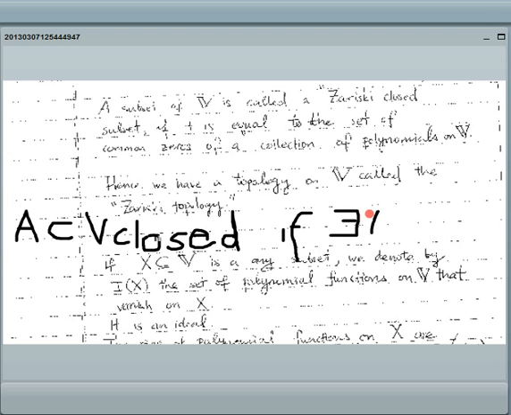Okay, so a subset is closed if there exists a subset of polynomials, such that for every function in I, we look at where this function is identically zero. If for all elements of I, the points where those functions are zero is equal to A, then A is called closed. Does it make sense? Yes, it does, yeah.